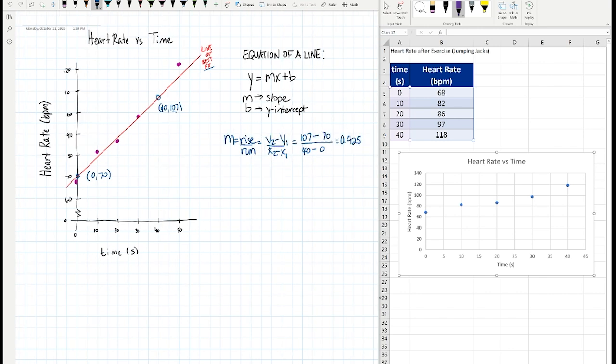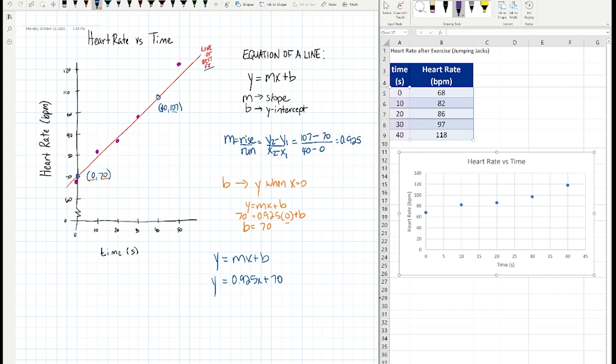Okay, now we can calculate b, and b is simply the value of y when x equals 0. So if we look at our y equals mx plus b equation, we're saying the slope is 0.925, our x is 0, and we want to find the value of b. When x is 0, I have that the y value is 70. So b is equal to 70. So my equation of the line is y equals mx plus b, where y equals 0.925x plus 70.